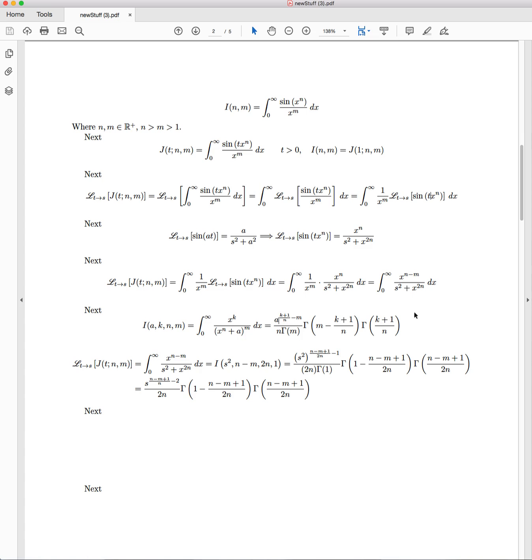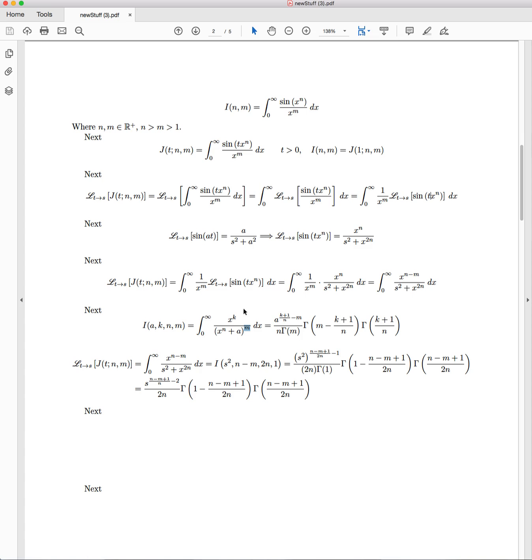So if we apply it to what we have here, we have a very similar integral. X to the power of k, well, our k term here is just equal to n minus m. Our m term here, this is s squared plus x to the power of 2n, and essentially this is to the power of 1. So our m term here is equal to 1. Our a term here is equal to s squared, and our n term here is 2n. So this is in the exact same form, and they obviously have the same bounds as well.